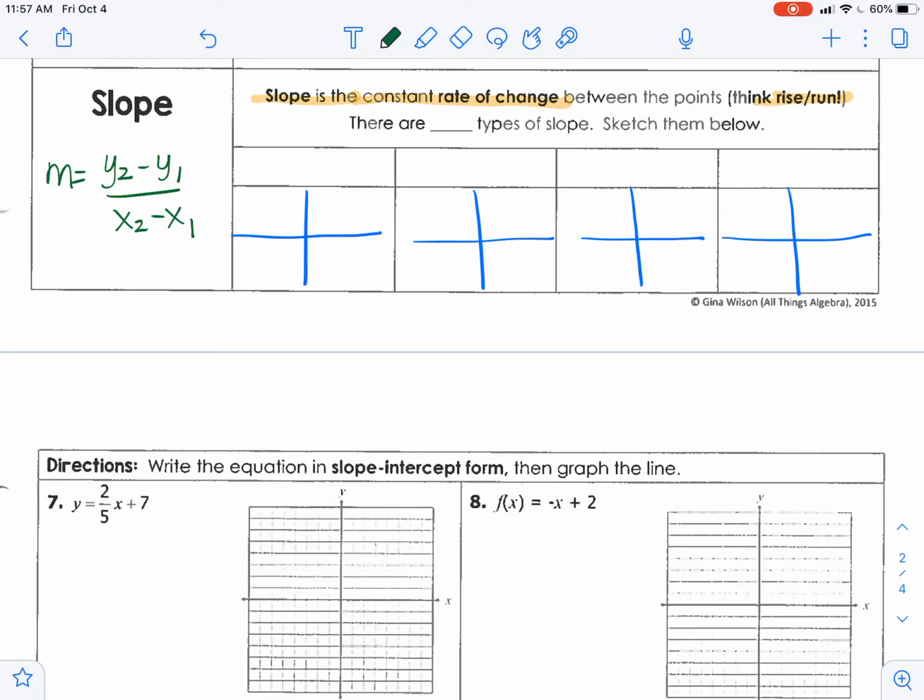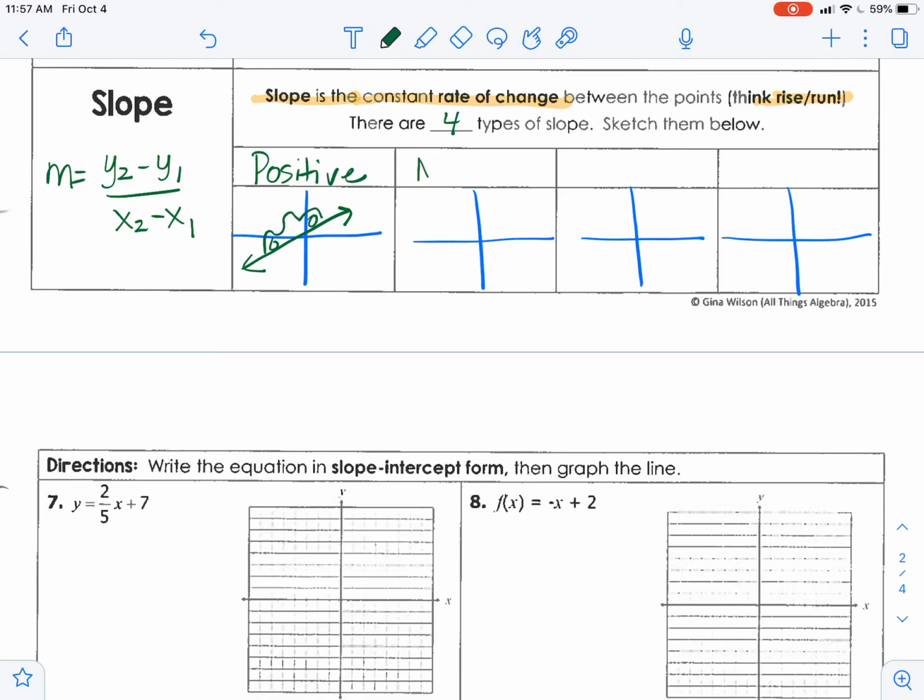So there are four types of slope that we're going to be referring to. The first one that we're going to look at is a positive slope. Okay, positive simply means reading from left to right, it is going up. A lot of times I will think of it as driving a car up a hill. That would be considered positive.